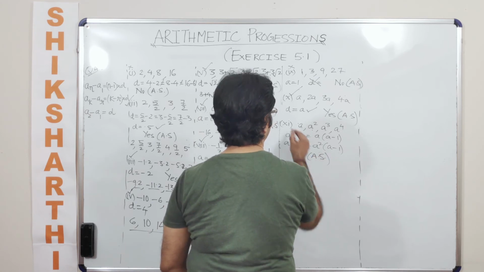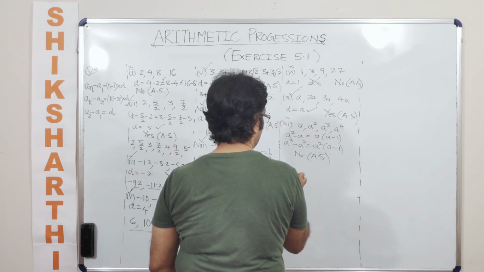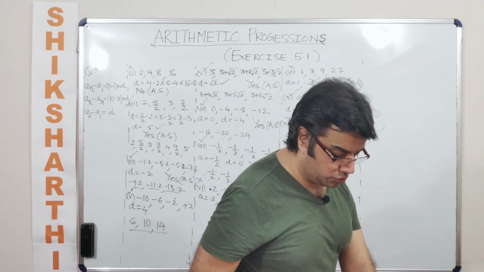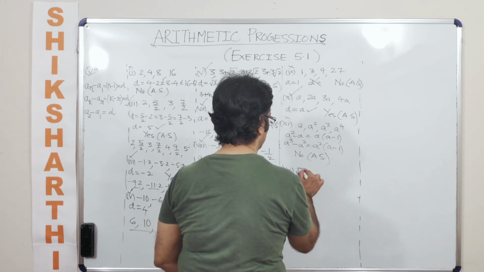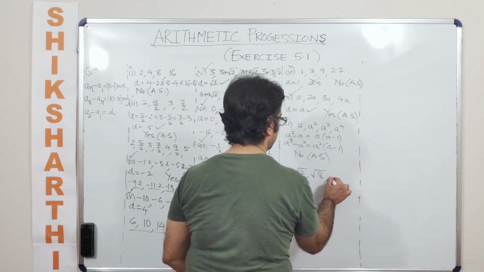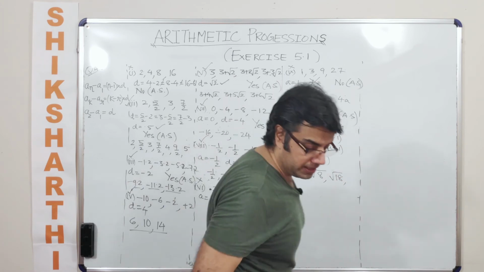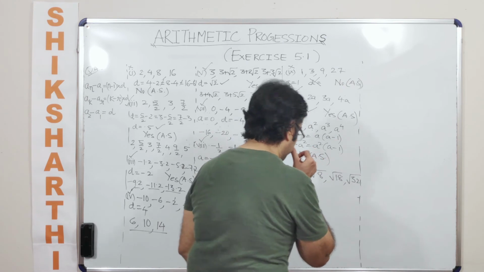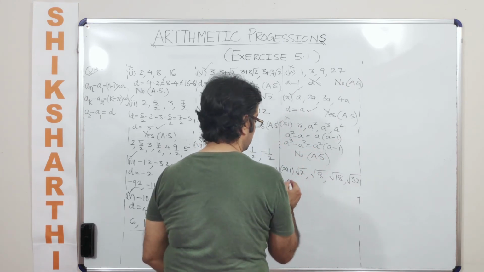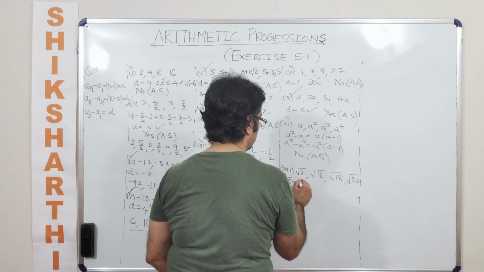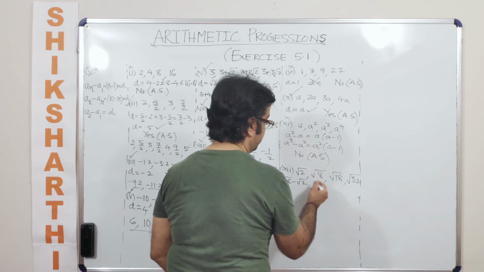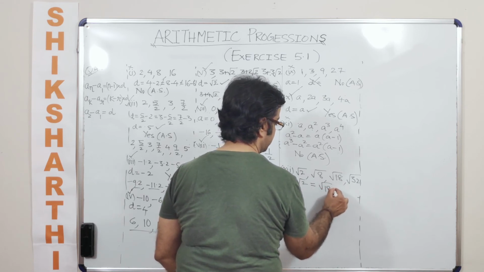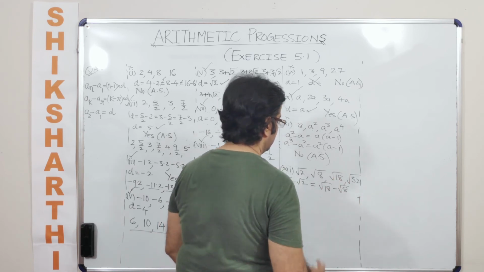Subpart 12. So when you talk about subpart 12, it is root 2, root 8, root 18, and the last one here is root 32. Okay, so the first term is root 2. Now how much is root 8 minus root 2? This itself is very difficult to find out, but is root 8 minus root 2 equal to root 18 minus root 8? You need to find this out.